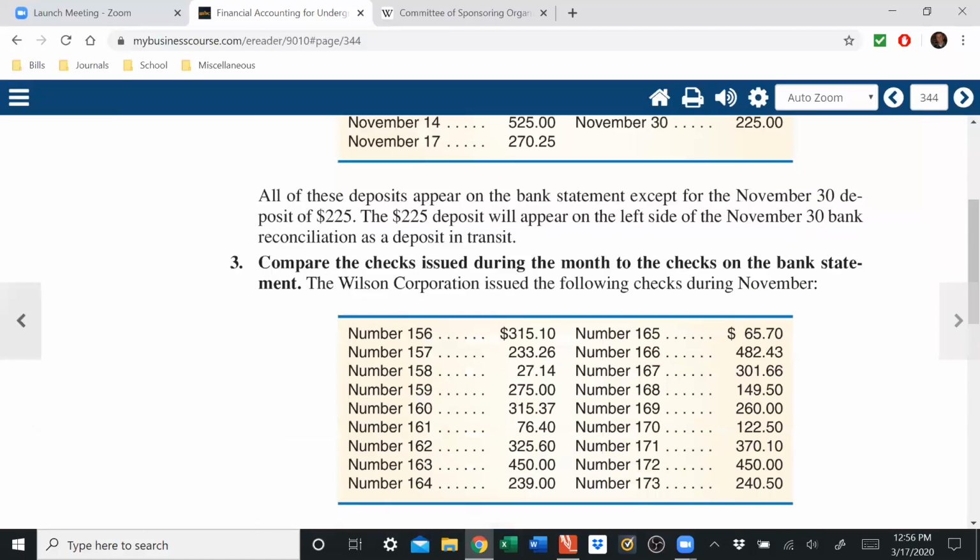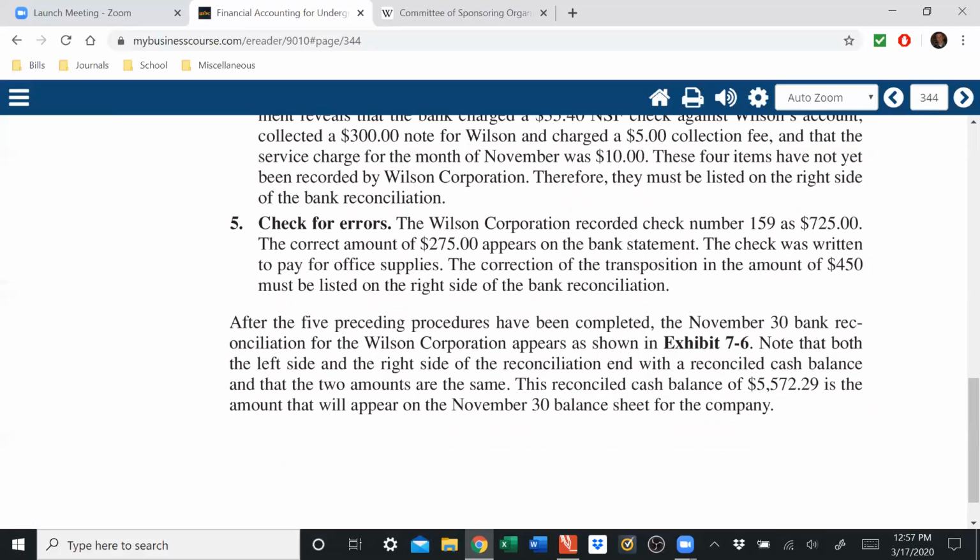What if, let's go back to the error, what if they wrote the check for 275, but say they recorded it for 257? They recorded that they only spent 257, but they really spent 275, $18 more, right? 18 divided by 9 is 2. It's a multiple of 9. A number is a multiple of 9 if you divide that number by 9 and you get an integer. So the error, 275 minus 257, $18, is a multiple of 9, and it's a transposition error.